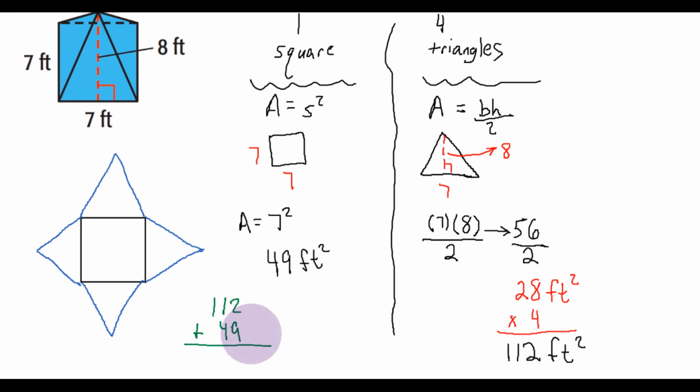And when we add these two values together, well, 2 plus 9 will give us a value of 11. I'm going to carry my 1. 1 plus 1 is 2, plus 4 will give us a value of 6. And 1, I'm going to bring that 1 down. We have 161, but I'm not finished yet. Let's remember, we're looking for the surface area. So I'm going to write capital S for surface area is equivalent to 161 feet squared. So the surface area of the entire pyramid is equivalent to 161 feet squared.